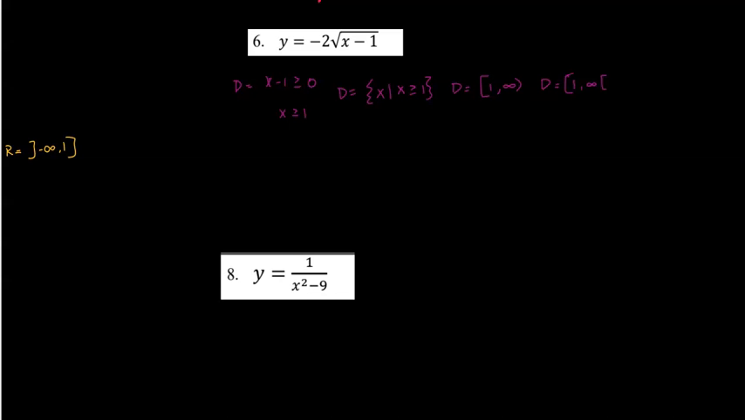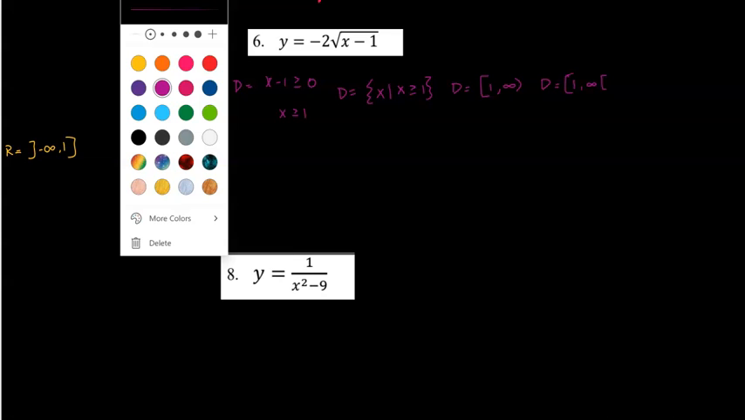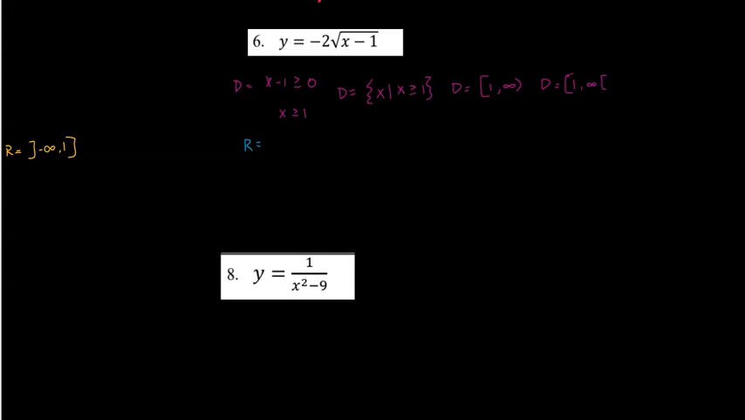Now let's look at the range. We had the entire radical, x minus 1, has to be greater than or equal to 0. Now we multiply by a -2. You have to multiply both sides, so the greater than or equal to, whoops, U-turn. 0 times -2. So therefore, y has to be less than or equal to -2.